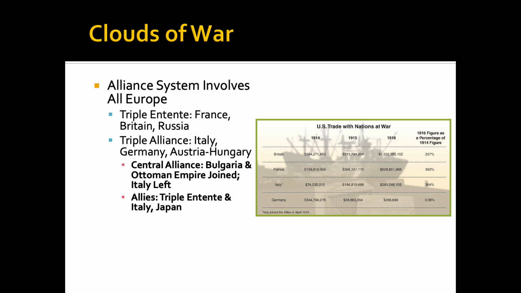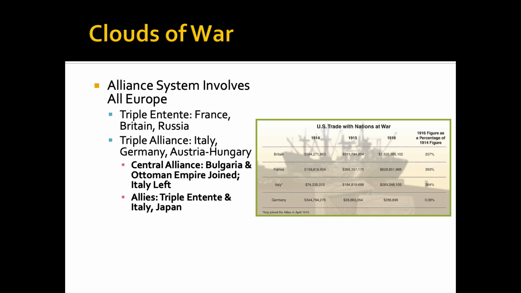Italy leaves the alliance with Germany and Austria-Hungary, and then Italy joins the United States, Great Britain, France, and Russia in the Triple Entente, and they're also joined by Japan. So there are shifting alliances, things are changing. One of the things that we have to keep in mind is that a lot of the information we got were from our allies, Great Britain and France.